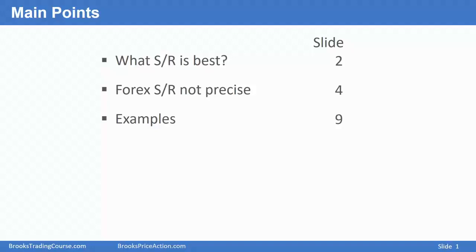Forex support and resistance is not as precise as support and resistance in the E-mini and many stock markets because there is no central exchange where all the trades are reported. Every broker, every bank has its own price, so traders with one broker are seeing charts that are slightly different from traders with another broker. As a result, support and resistance is not as precise. I'll then move on and give examples of support and resistance.